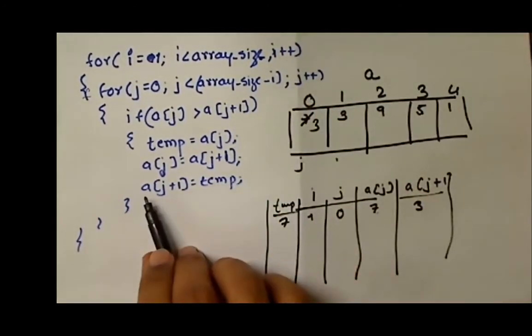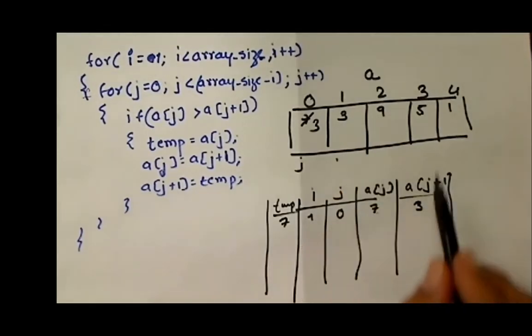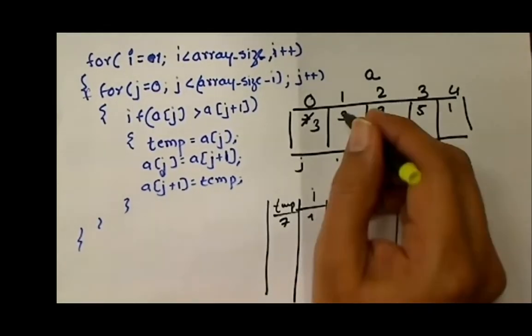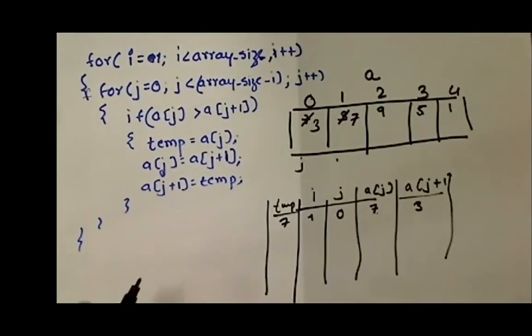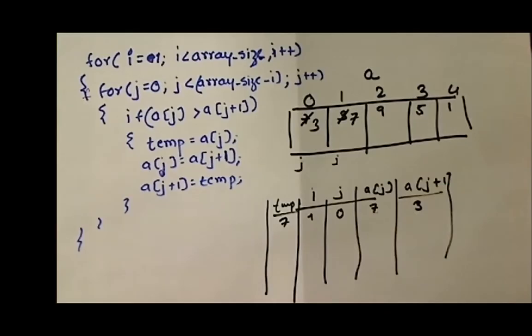Then what do we do? We say a of j plus 1 is equal to temp. So a of j is over here, and j plus 1 is this. That means in j plus 1, where 3 was stored, we now store the value 7. So these values have been interchanged. While j earlier was pointing over here, j will now go here.